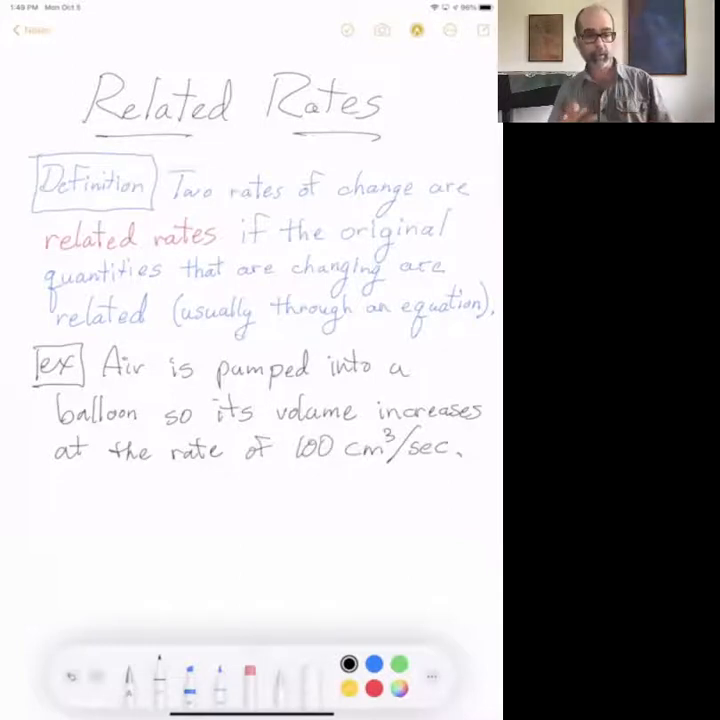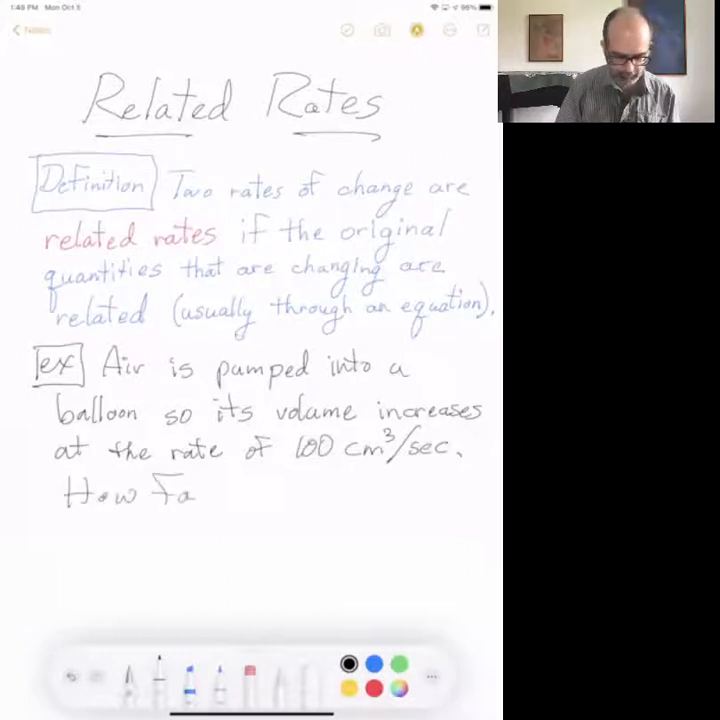So we are in calculus. We've thought about it for a while, so we know what that is. It's going to be a derivative. So then, how fast is the radius of, and let's say the balloon is spherical.